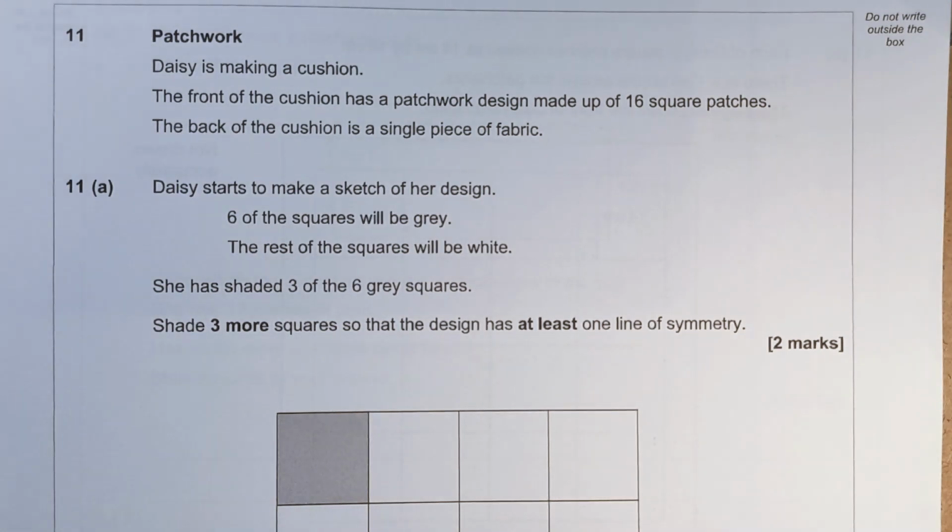Question 11. Patchwork. Daisy is making a cushion. The front of the cushion has a patchwork design made up of 16 square patches. The back of the cushion is a single piece of fabric. 11a. Daisy starts to make a sketch of her design. 6 of the squares will be grey. The rest of the squares will be white. She has shaded 3 of the 6 grey squares. Shade 3 more squares so that the design has at least 1 line of symmetry.